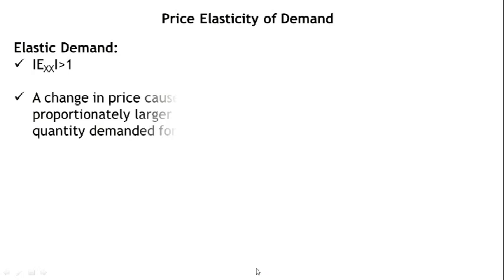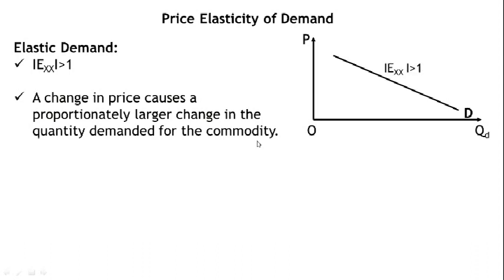The first case is elastic demand. When demand is elastic, the absolute value of price elasticity of demand is greater than 1. In this case, a change in price causes a proportionately larger change in quantity demanded for the commodity. That is, the percentage change in quantity demanded for the commodity is greater than the percentage change in price of that commodity. For example, if price falls by 10% for the commodity, its quantity demanded rises by more than 10% when demand is elastic. For elastic demand, the demand curve is relatively flat as shown in the figure.